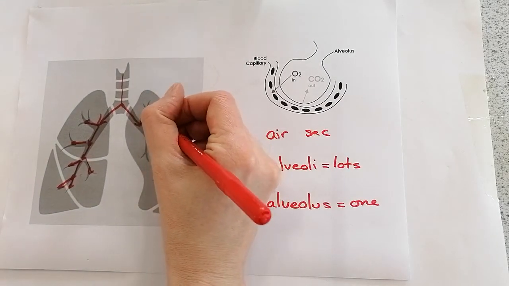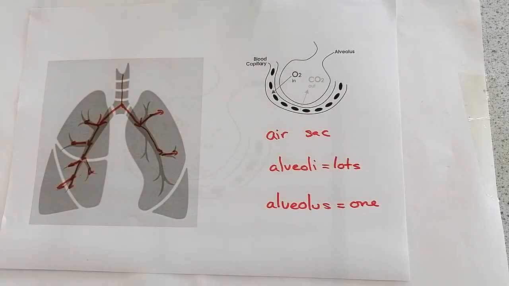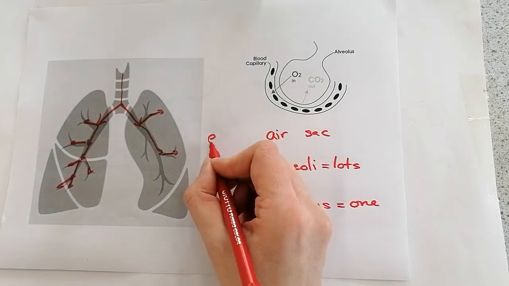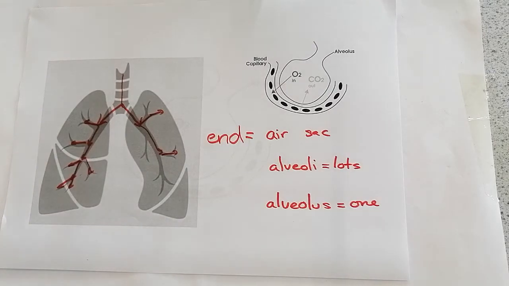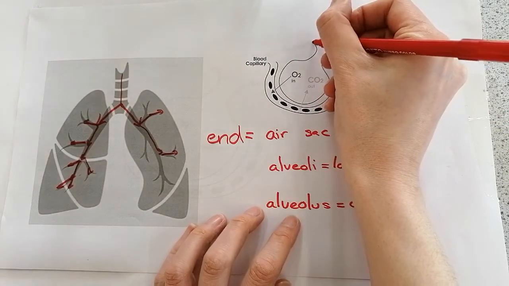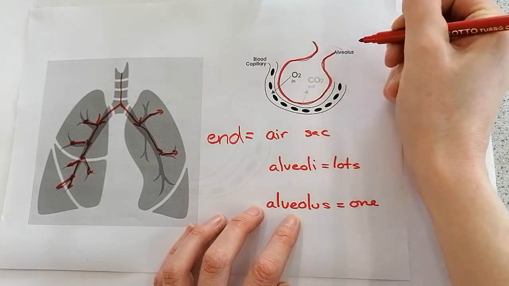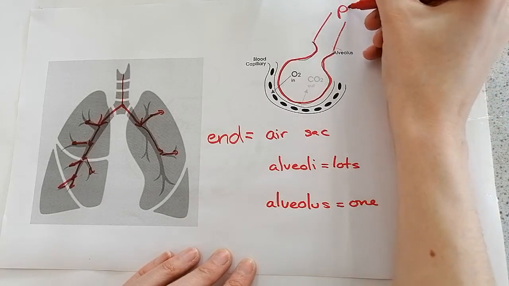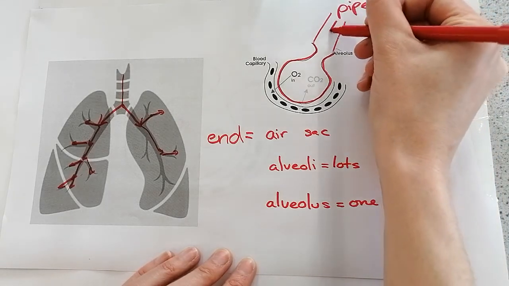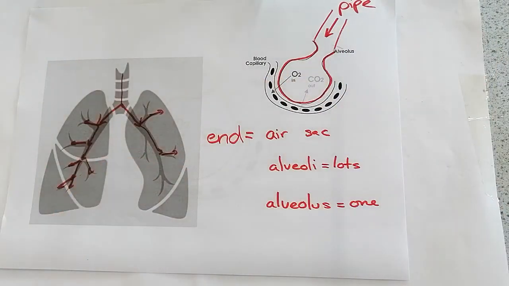So here, it would travel down this one until it gets to the end of the branch. And at the end of that branch, you have an air sac. So it's a big pipe with a balloon at the end of it. This bit here is the air sac, the balloon at the end of the pipe. This bit here would be the pipe where the air has travelled, and the air would come in here and into this balloon here. And like balloons, it does expand.